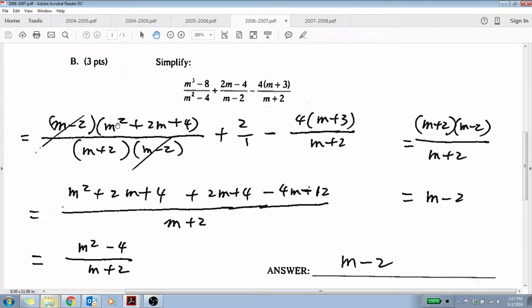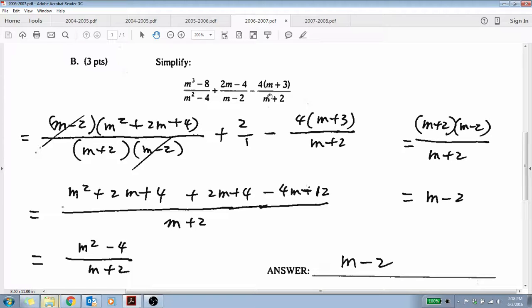So we have our numerator. The denominator, m squared minus 4, is a difference of squares. So we get m minus 2 times m plus 2. Okay, for the middle term here, we can pull a 2 out of the numerator. We get 2 and then m minus 2 left over. Well, the m minus 2's will cancel. I'm left with just a 2, or 2 over 1.